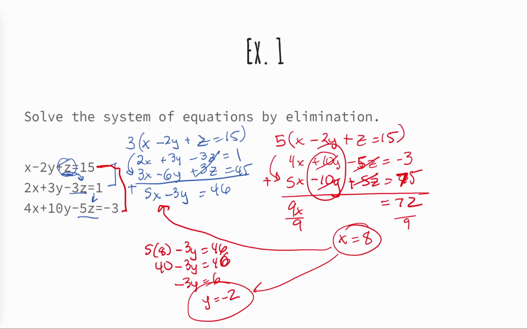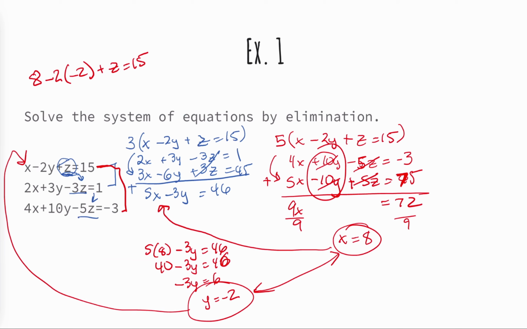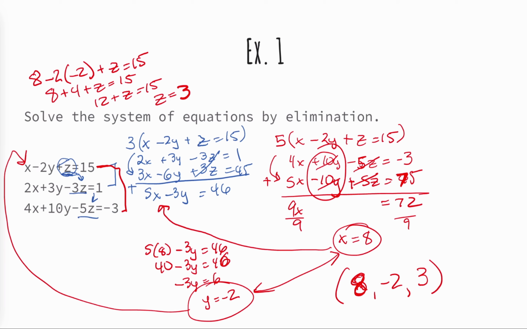And now we take both of these and we plug these back into one of our original equations, doesn't matter which, I'm going with the first one, in order to solve for z. So 8 minus 2 times negative 2 plus z equals 15. That's 8 plus 4 plus z, which is 12 plus z equals 15, which means that z equals 3. So our answer is 8, negative 2, 3. And we're going to write that as an ordered triple, which is like an ordered pair, except you have 3 of them.